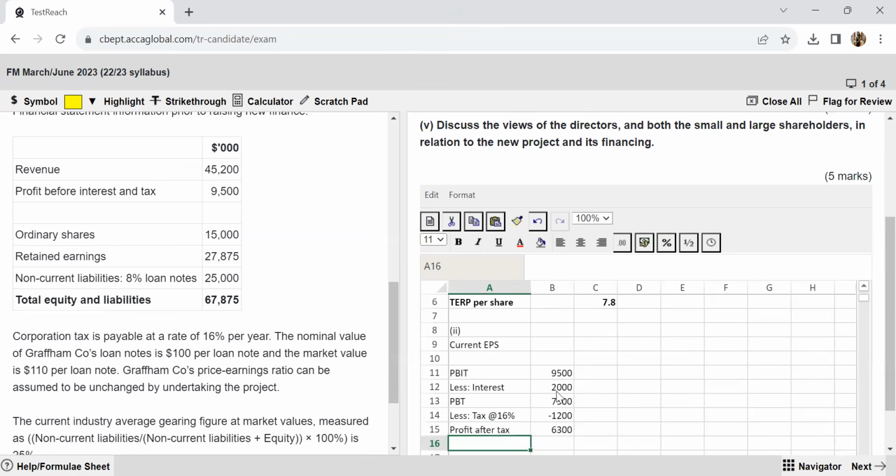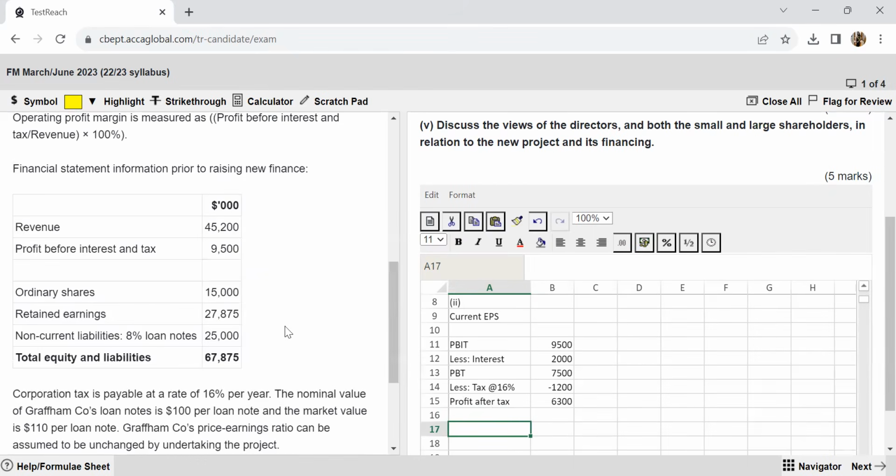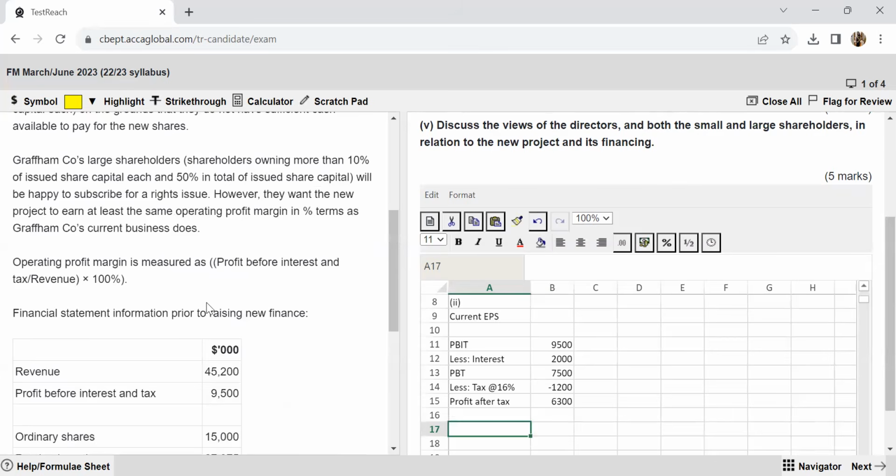Now the next step is to find out my number of shares. I have my numerator for EPS: the numerator is profit after tax, and the denominator is the number of shares. To find the number of shares, I do have my ordinary shares given to me as 15,000. So this becomes 15 million.